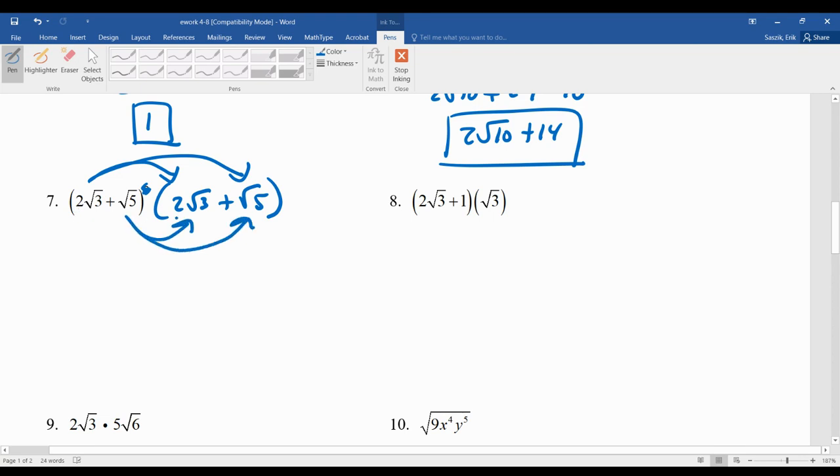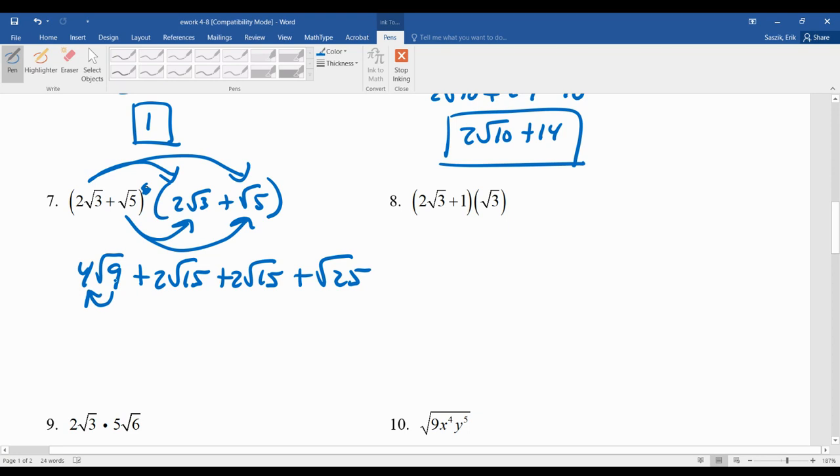So now we distribute. 2 times 2 is 4 root 9. And then you get, remember, there's an invisible 1 in front of this. So you get 2 root 15. Slide over this. Invisible 1 times 2, you get 2 root 15 again. And then root 5 times root 5 is root 25. Notice how we have like terms here in the middle.